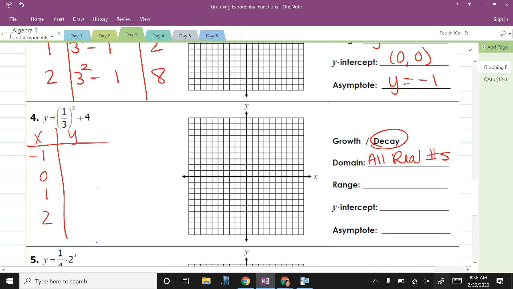So let me write down that problem on the board so I don't forget it, because I can't keep the same screen. 1/3 to the x plus 4. Okay. So it being a decay, we know it's going to be going down from left to right somehow, right? So our numbers should be getting smaller as we go to the bigger numbers, right? Yes. Okay. So there's one thing we can check with.